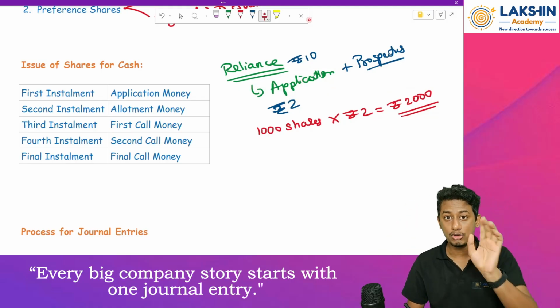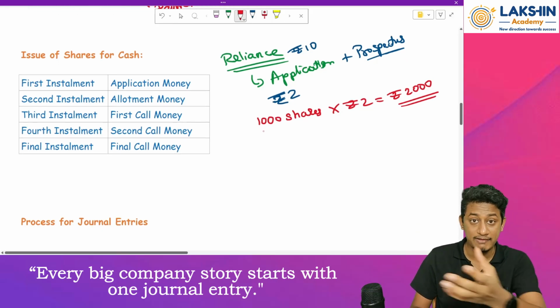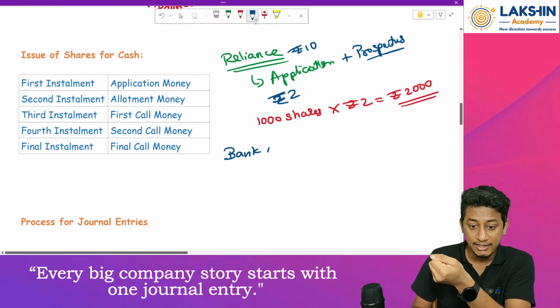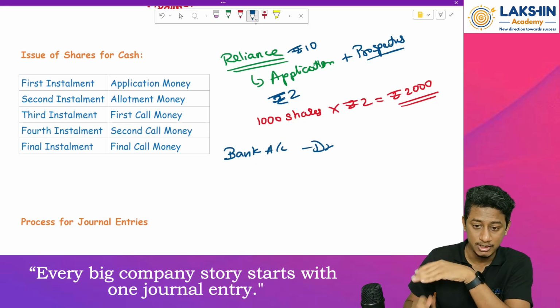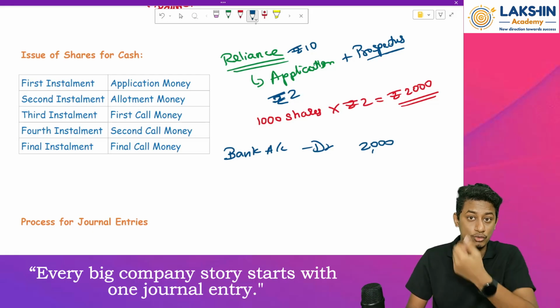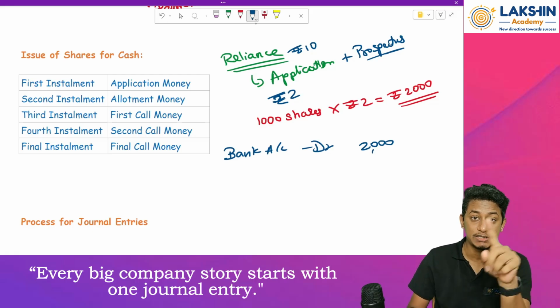Now on this, how to pass the entry? Whenever I issue the application and receive the money, first I receive the money, right? So what is the entry? The entry will be bank account debited. Why? Because bank is an asset, and whenever an asset increases, we debit the account. Clear? Okay. So bank account debited by rupees 2000, because the company is receiving rupees 2000. Because of that, the company will debit the bank account first.